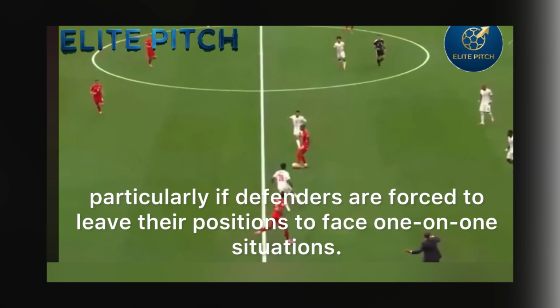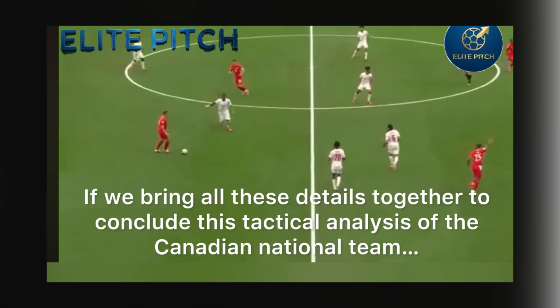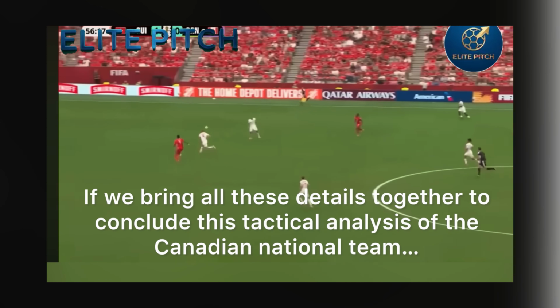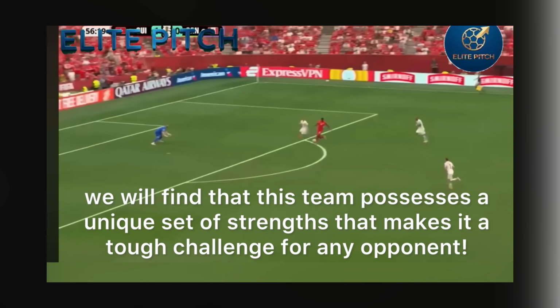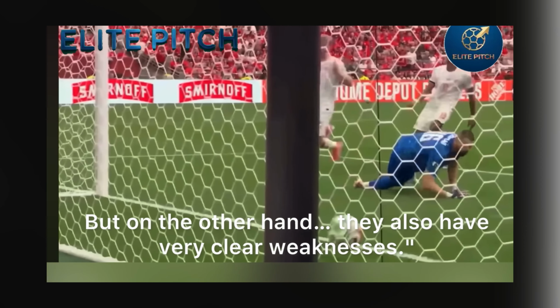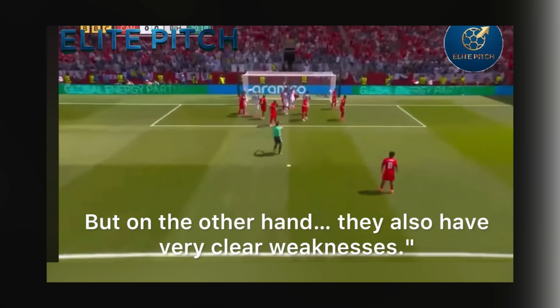to face one-on-one situations. If we bring all these details together to conclude this tactical analysis of the Canadian national team, we will find that this team possesses a unique set of strengths that makes it a tough challenge for any opponent. But on the other hand, they also have very clear weaknesses.